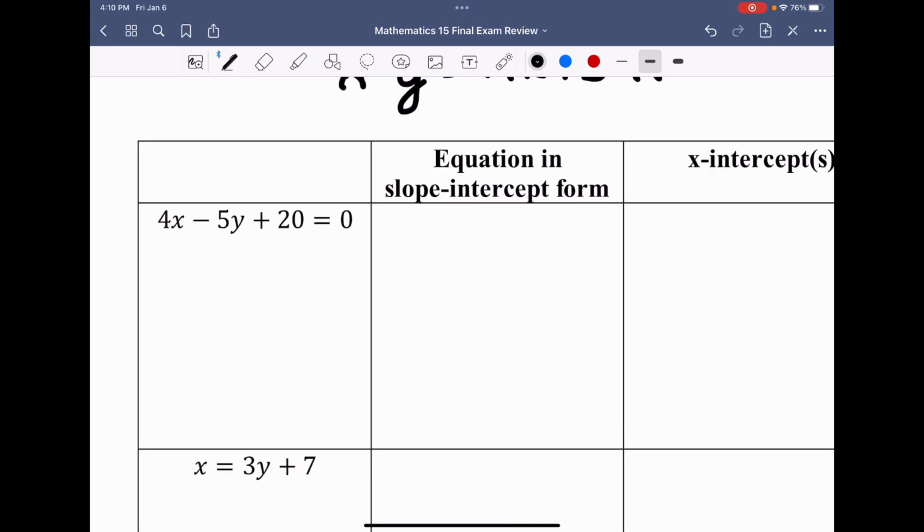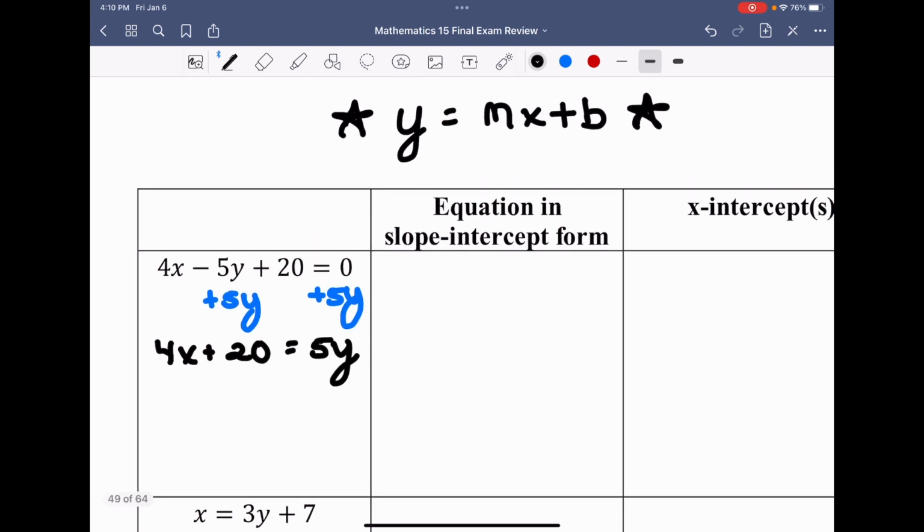So in the first one, we're going to use our equations knowledge and isolate for y. To start this, I'm going to say, if I add 5y across, that's going to give me an equation of 4x plus 20 is equal to 5y. Now, we're almost there because y equals mx plus b is the form we want. What's the only thing we have to do now? Divide by 5 on both sides.